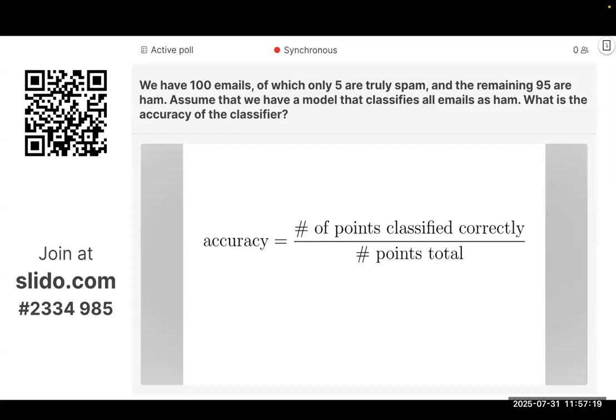Okay, so let's do another Slido on this. 100 emails, 5 of them are spam, 95 of them are ham, and your classifier predicts ham all the time. It predicts ham throughout the emails, doesn't matter what emails. Ham for all emails. What is the accuracy for this classifier?